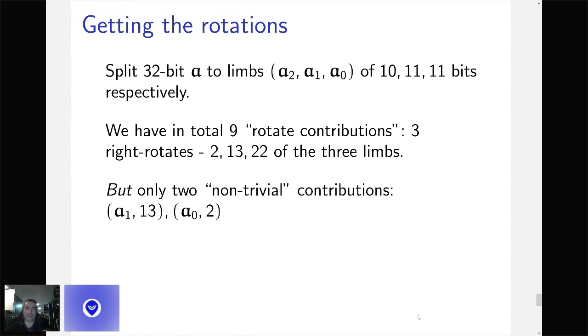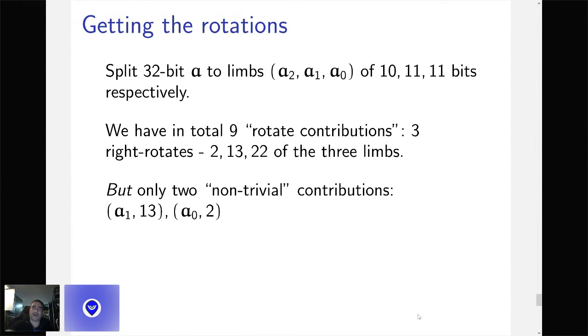So for example, A2 starts at bit 22. I rotate it right by 2. Then all its bits are still going to be from bit 20 to bit 30 or 29. So that's a trivial contribution, because I can just multiply A2 by some factor to get the right result.